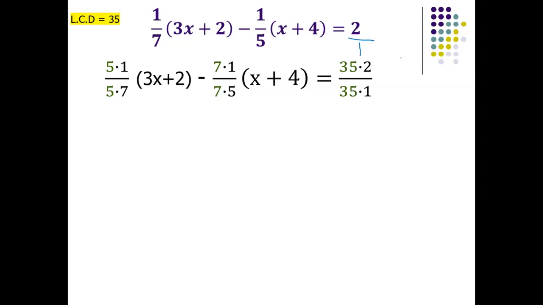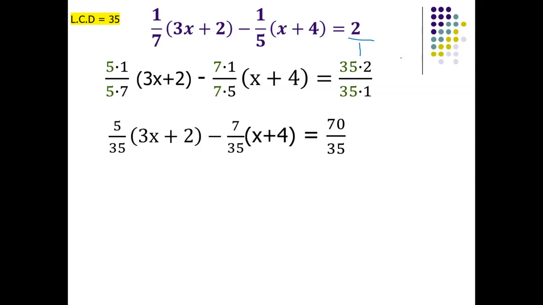As you can see, I multiply the first term on the top and the bottom by 5, so I can get 35 on the bottom. The second term, I multiply the top and the bottom by 7, so I can get 35. And on my right side, I multiply both the top and the bottom by 35 to get 35 in the denominator. Let's go ahead and multiply here. And as you can see, we have 35 in all three denominators.